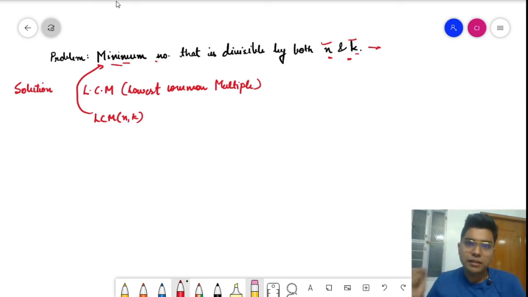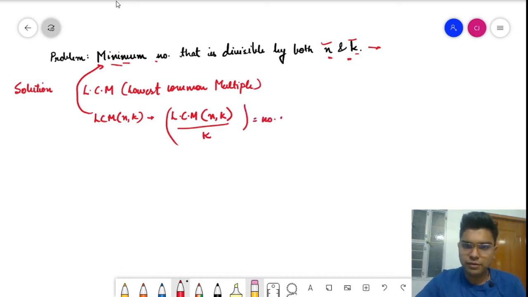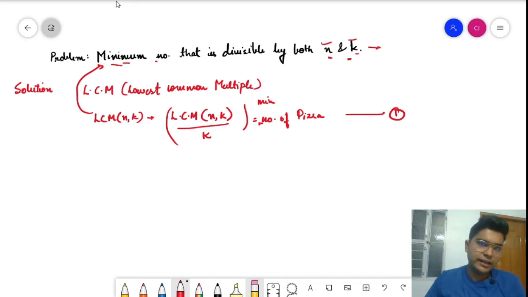So ultimately, the problem boils down to a point in which we need to find the LCM of n comma k. This will give us the number of slices, and we'll divide that answer by k to get the number of pizzas. More precisely, the minimum number of pizzas. This is equation number 1 that we can give, right? Now how to get to this LCM? Mathematically we can compute it, but in order to compute it in the way in which we can code also, how to get it efficiently?